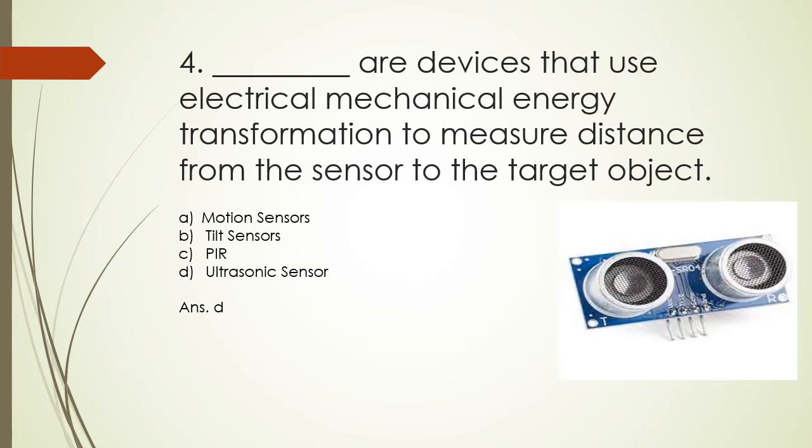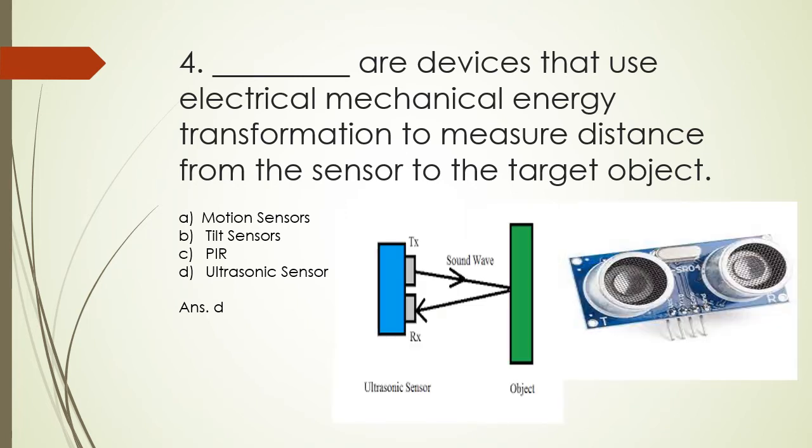This is how they look, having two parts. The first one is the transmitter and the other one is the receiver. This is the transmitting section and this is the receiving section. You can see T written over there, which transmits the sound waves. They are incident on the object and get reflected back, and that wave is then received by the receiving section. That's why ultrasonic sensors are the devices that use electrical mechanical energy transformation to measure distance.